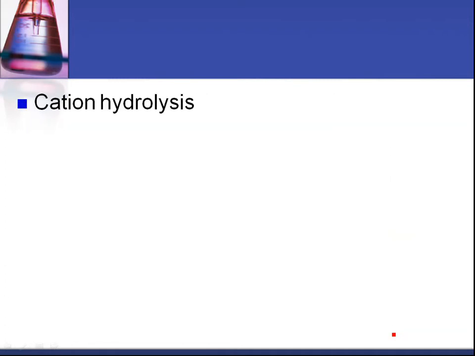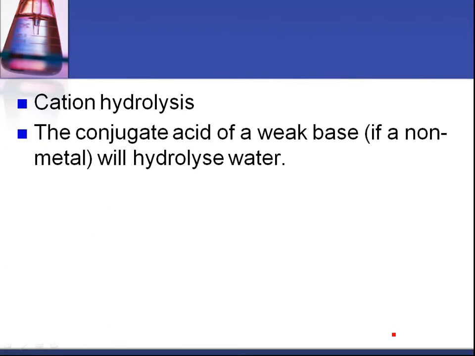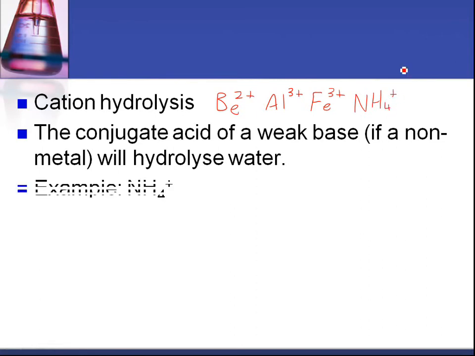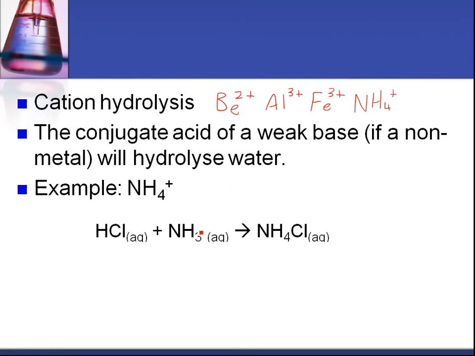Okay, let's look at cation hydrolysis. So the cations we are going to look at are things like Be2+, Al3+, and Fe3+. And another example, of course, a non-metal would be NH4+. So the example here is NH4+, and this is how we made it. We reacted strong acid with a weak base, and that gives us the salt.